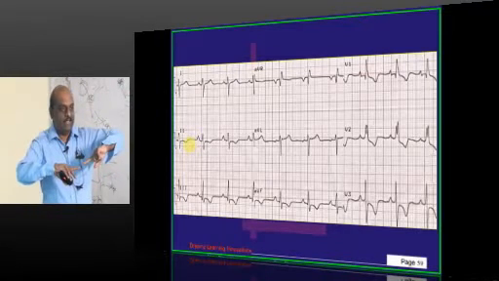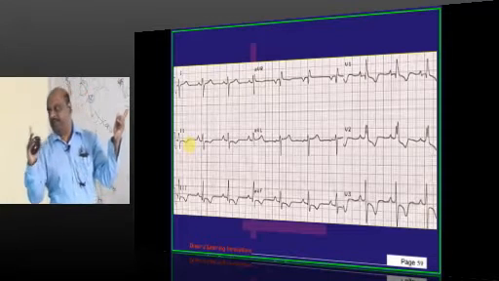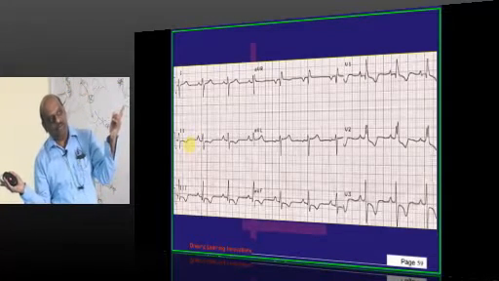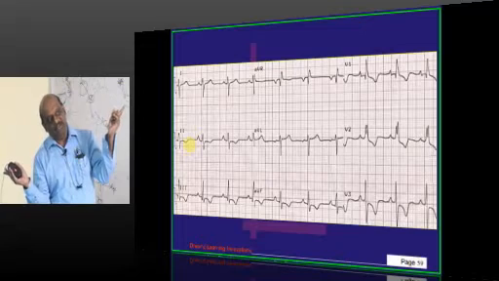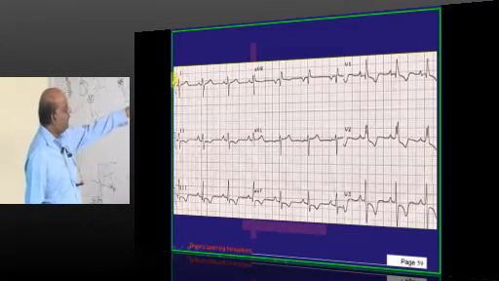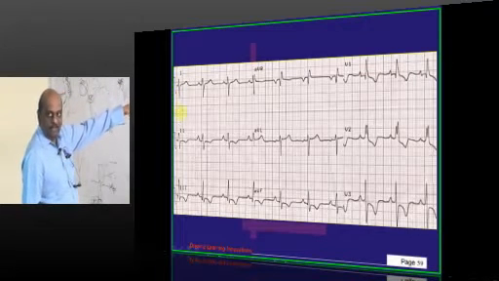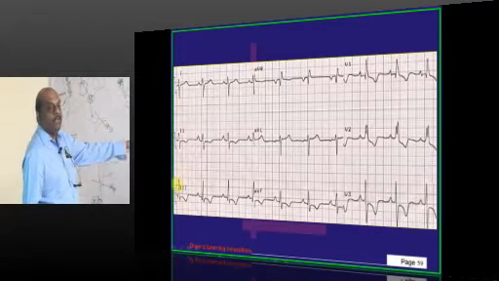What is left axis? Lead 1 points up in the QRS, and in lead 3 the QRS is pointing down. They lean away from each other. So that is how you recognize left axis deviation. So what you have here is the QRS pointing down in lead 1, and the QRS pointing up in lead 3.